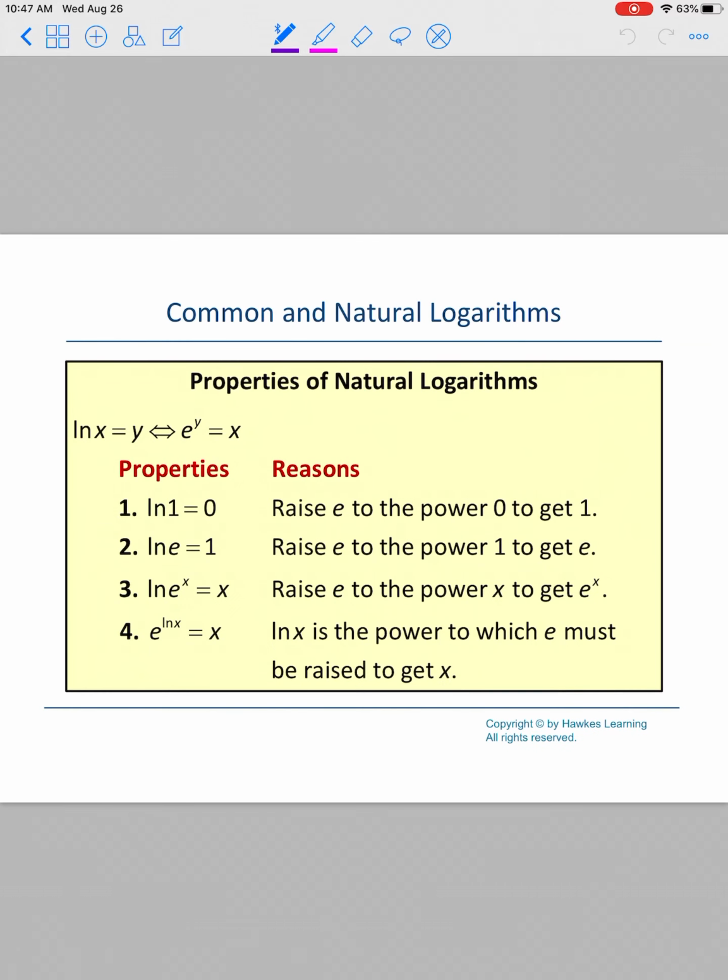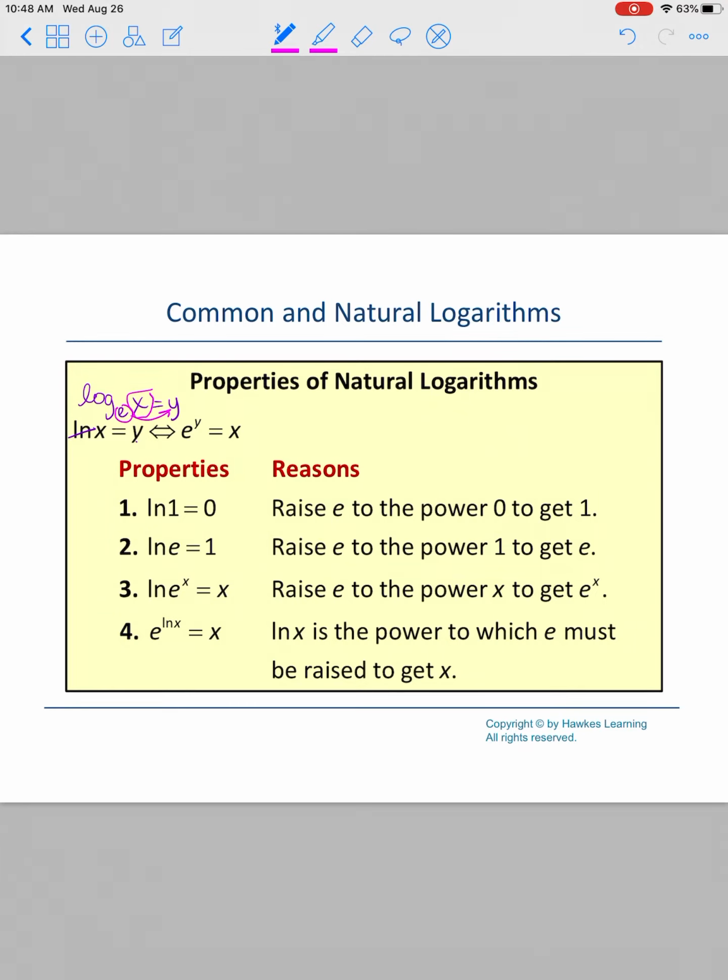Now there's some properties that you need to know. Okay, if I have ln of x equals y, I can rewrite this as an exponent. Remember, ln all that stands for is log base e of x equals y. So I can now rewrite that as an exponential, like we've been doing: e to the y power equals x.